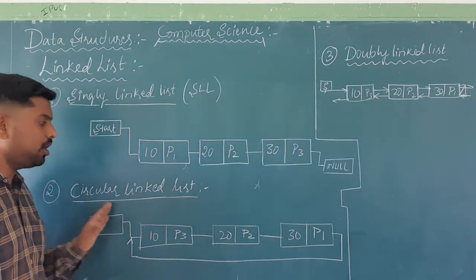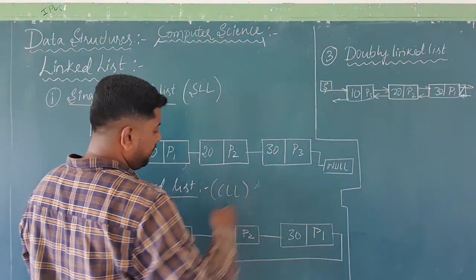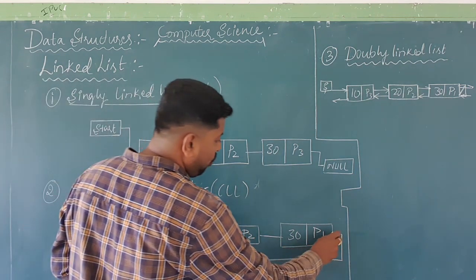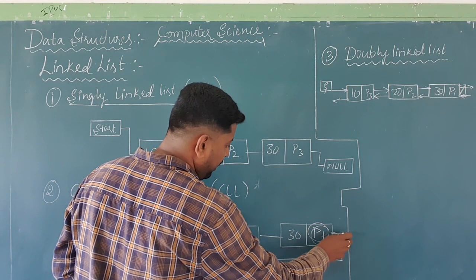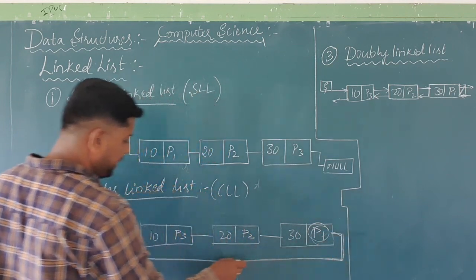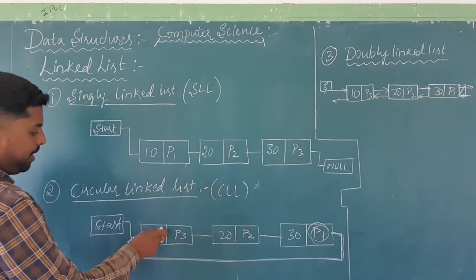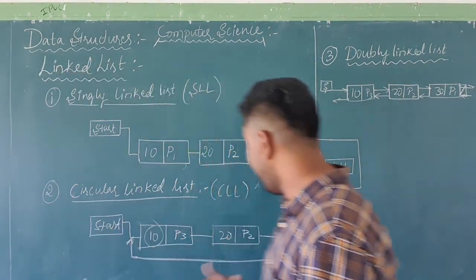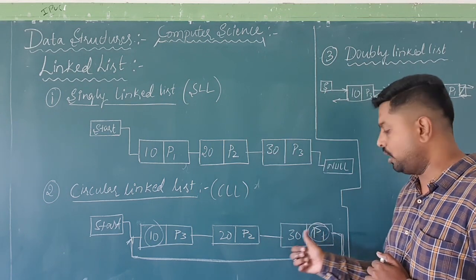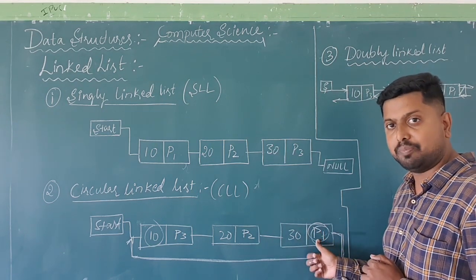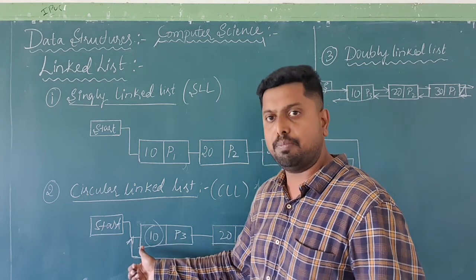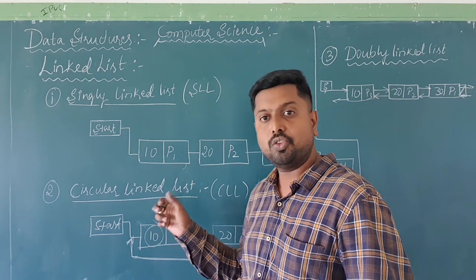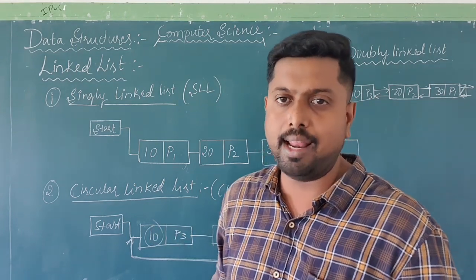And if I come to the circular linked list, CLL, here the last element node 30, the P3 node, is directly connected to the first node of element 10. So this is what we call a circular linked list. The last node of the element is 30 and its node is connected in a closed circuit to the first element 10. So this is what we call a circular linked list, CLL.